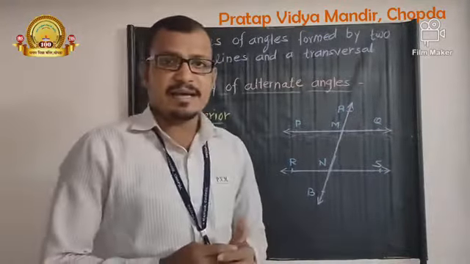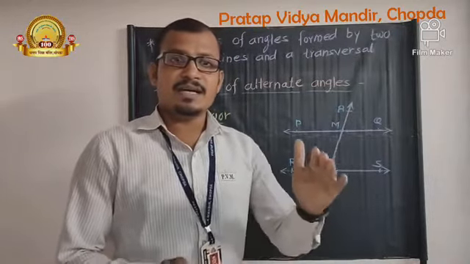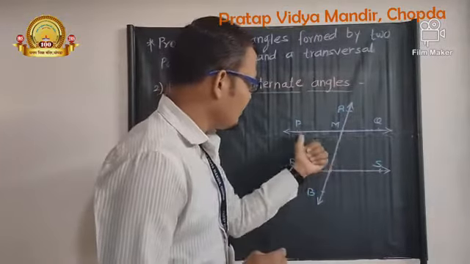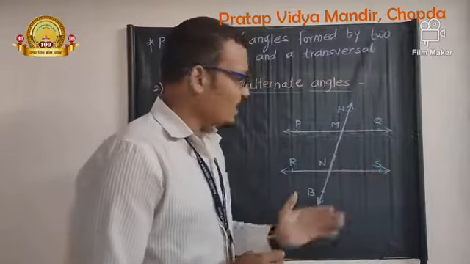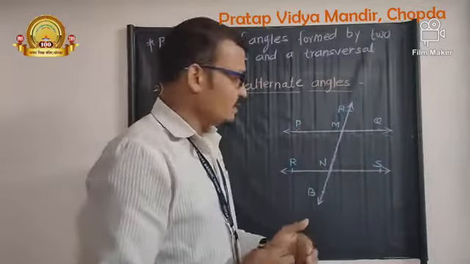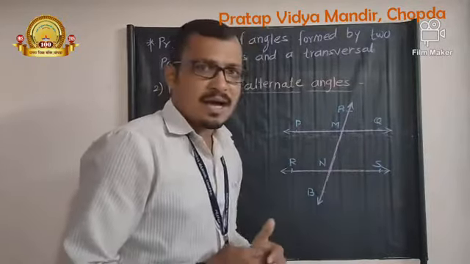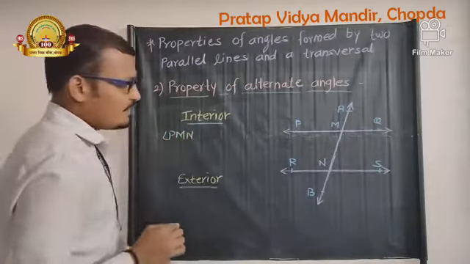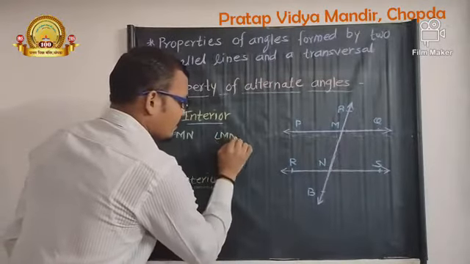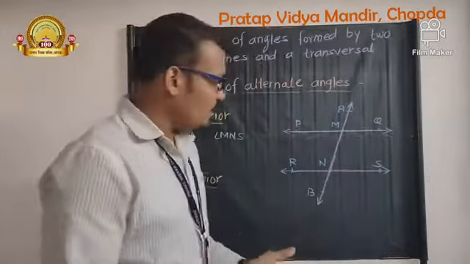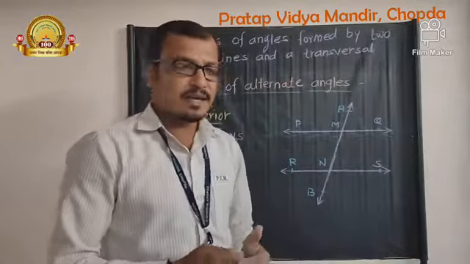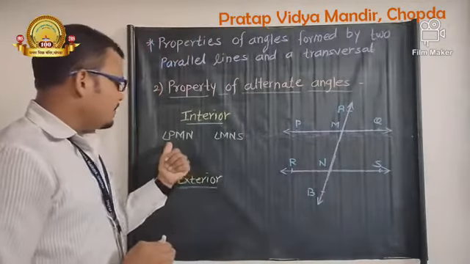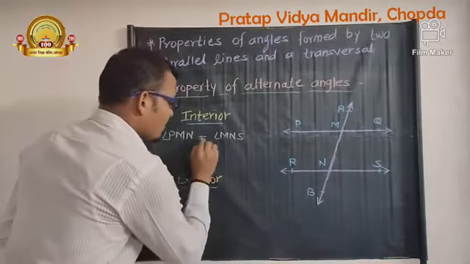What are interior alternate angles? Alternate angles which are inside the given lines are called interior alternate angles. Here angle PMN and angle MNS are on opposite sides of the transversal and inside the given two lines, so angle PMN and angle MNS are the interior alternate angles. According to our property, each pair of alternate angles formed by parallel lines and their transversal is congruent. So angle PMN and angle MNS are congruent.